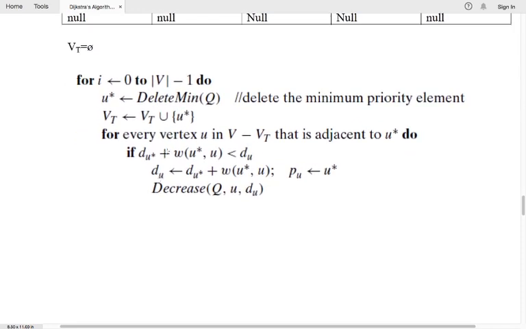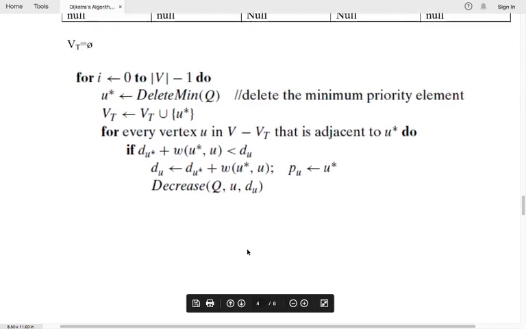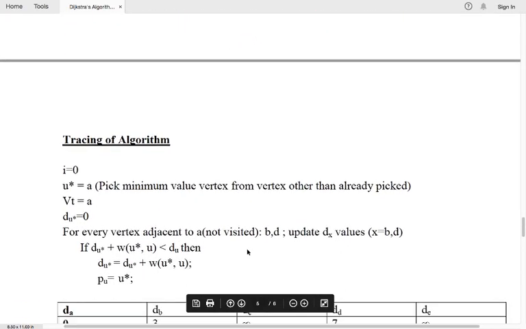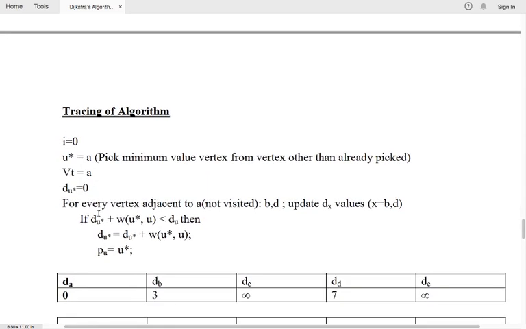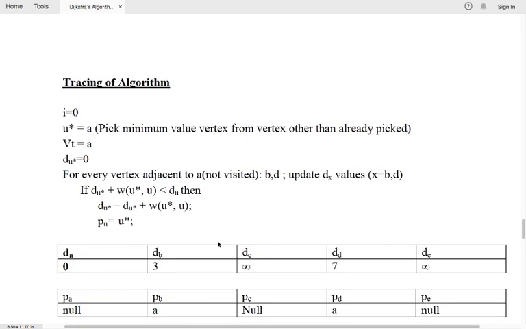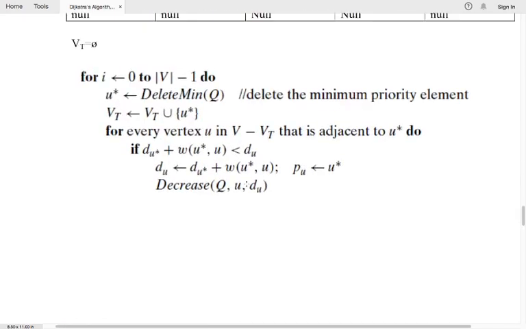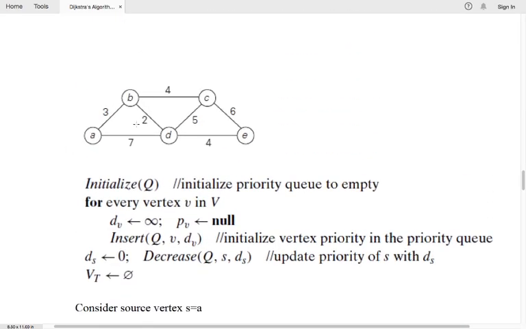Now from that vertex u star, I'll initiate the process. So u star is A. Now Vt, A gets added. So d of u star, that is dA, is 0. Now I'll update using this formula. Which are the vertices adjacent to A? If you look at the graph here, adjacent to A is B and D.